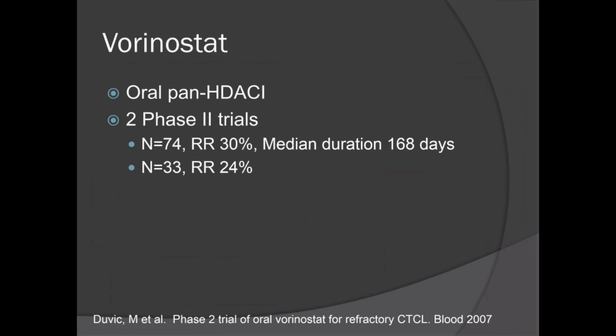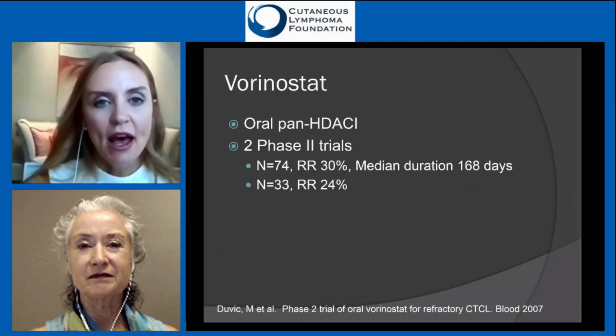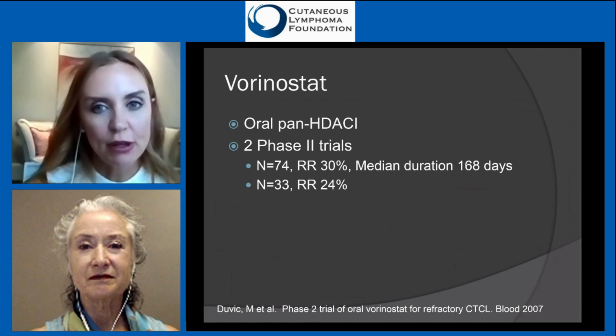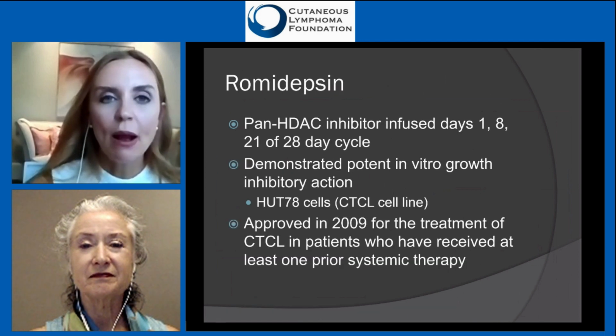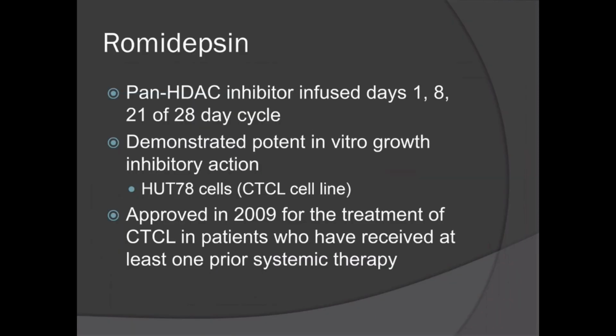Both of them had response rates reported in the 24 to 30% range. The larger study had 74 patients. It had a higher overall response rate of 30%. Median duration of that benefit was 168 days. Romidepsin is the infused version of HDAC inhibitors. It's given on days 1, 8, and 21 of each 28-day cycle.